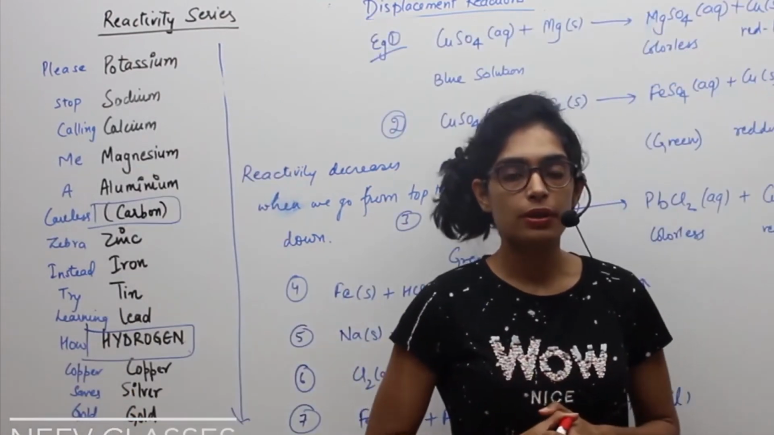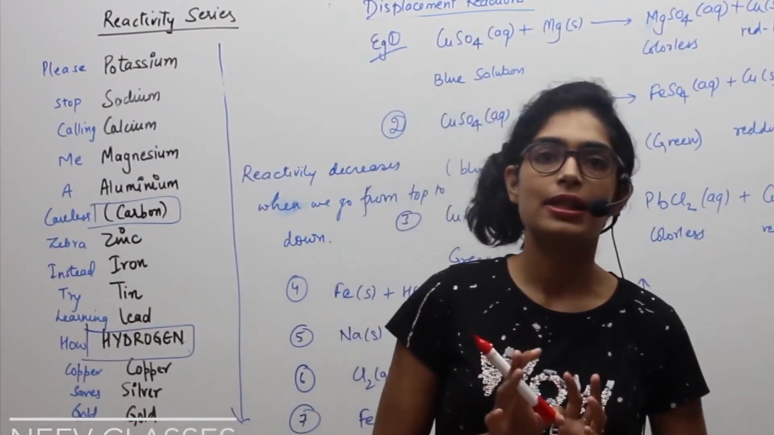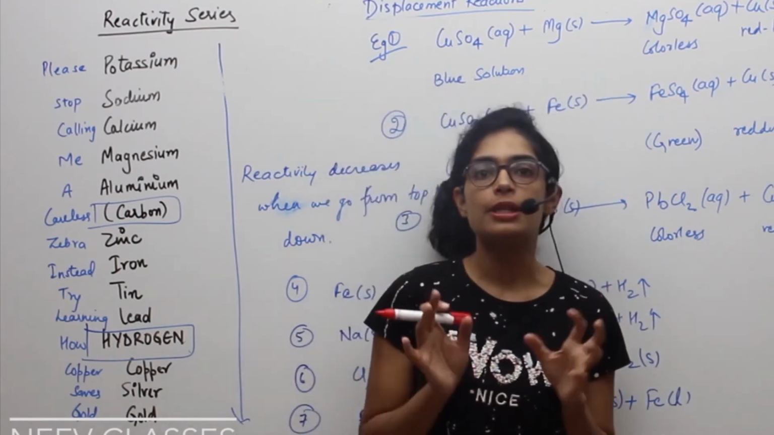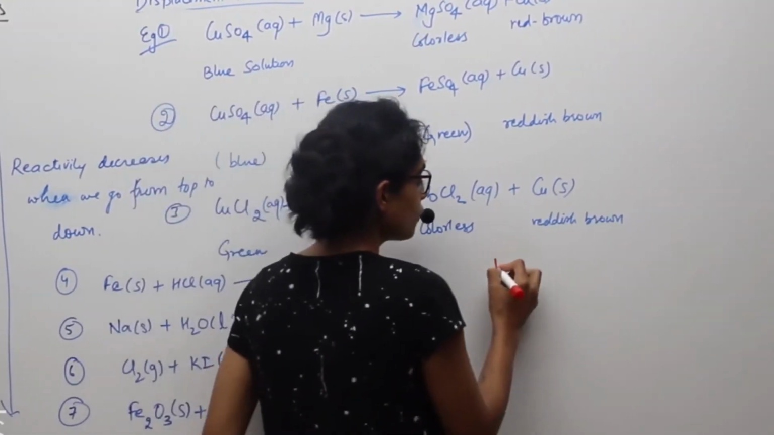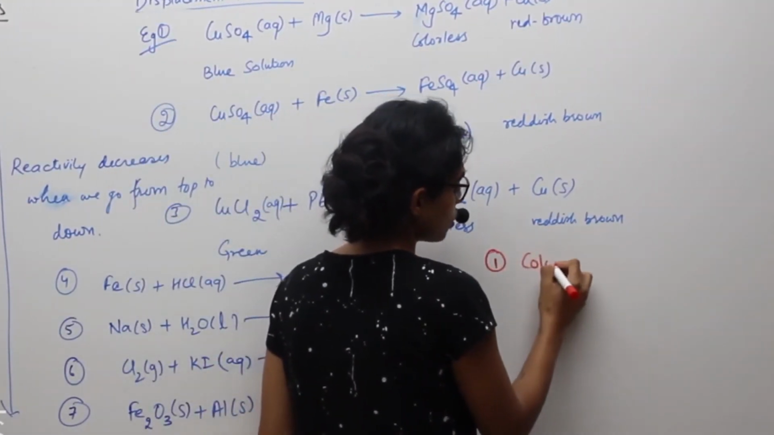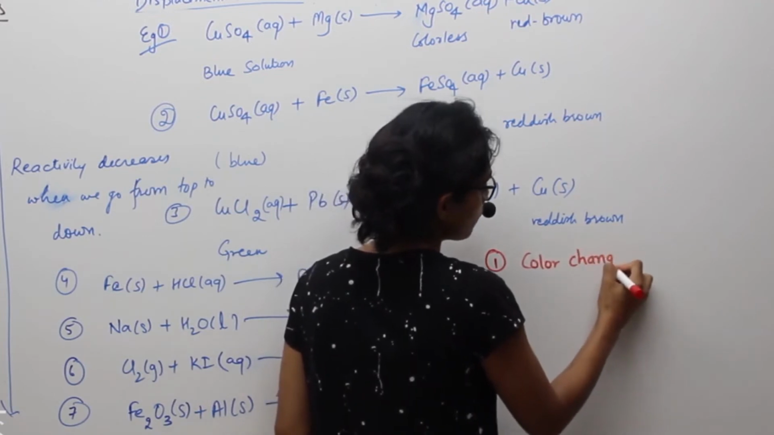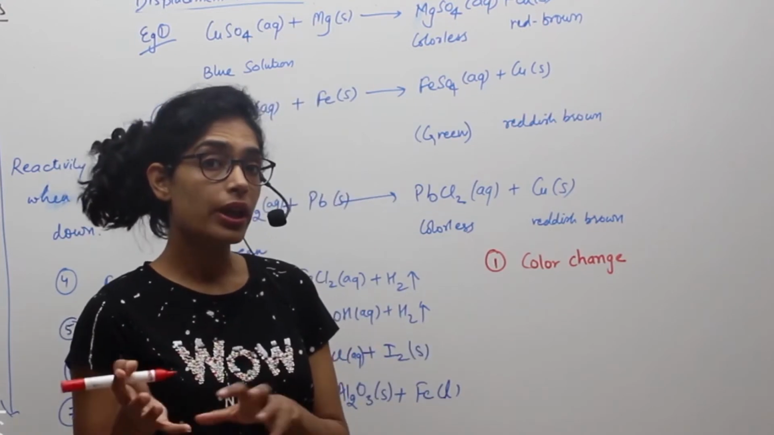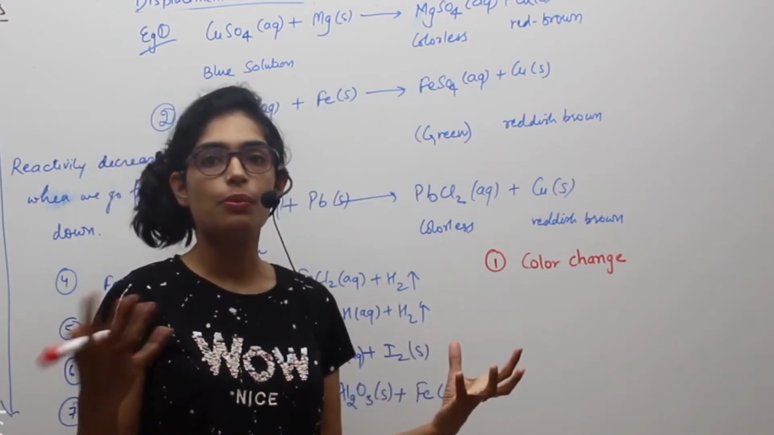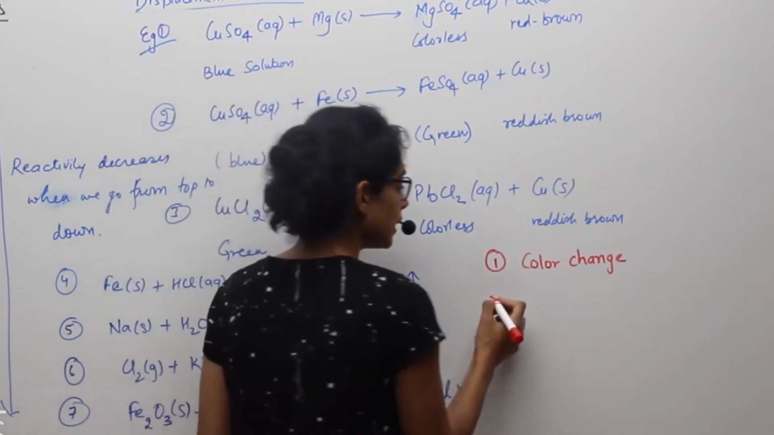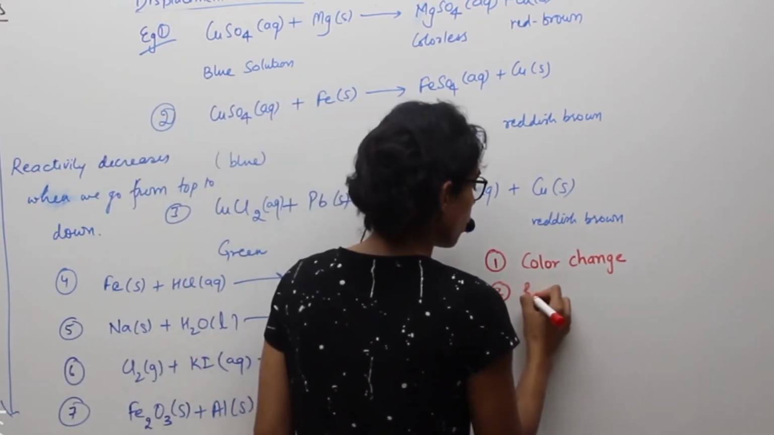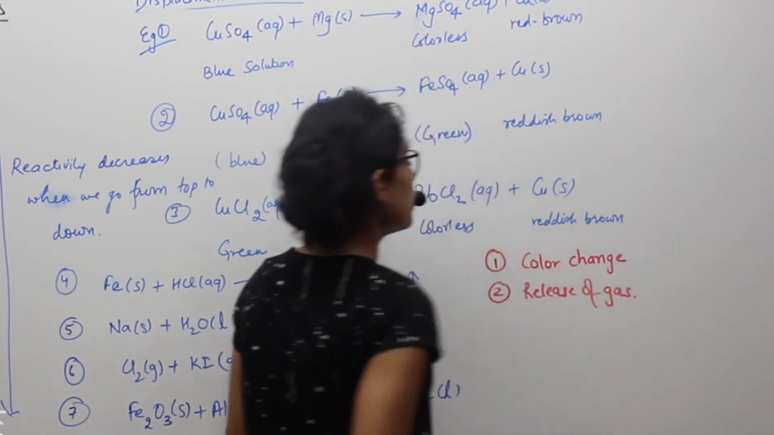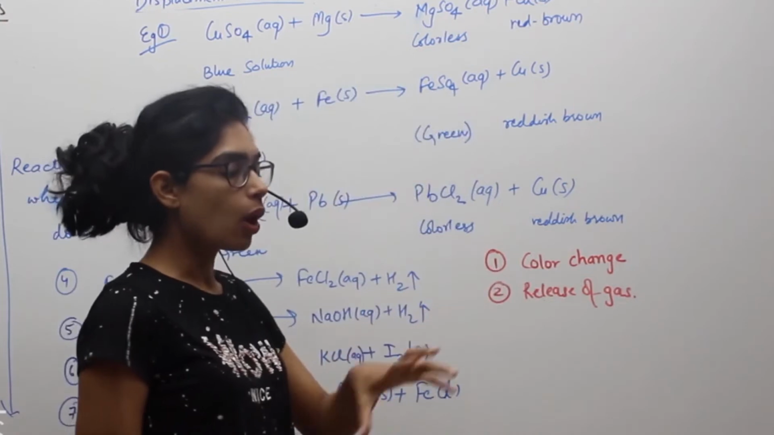Before we discuss examples, we need to understand there are two visible changes which we can see when a displacement reaction is taking place. One kind of change which will be quite visible is color change. Basically one substance is getting converted into another substance, and the reactants and products have different colors. Secondly, release of gas. These are two very common, observable changes.